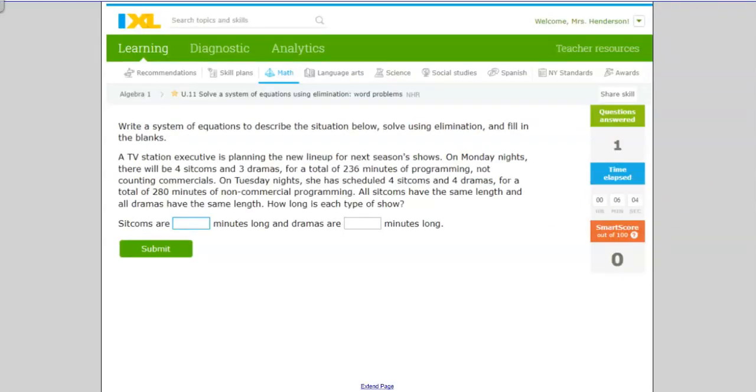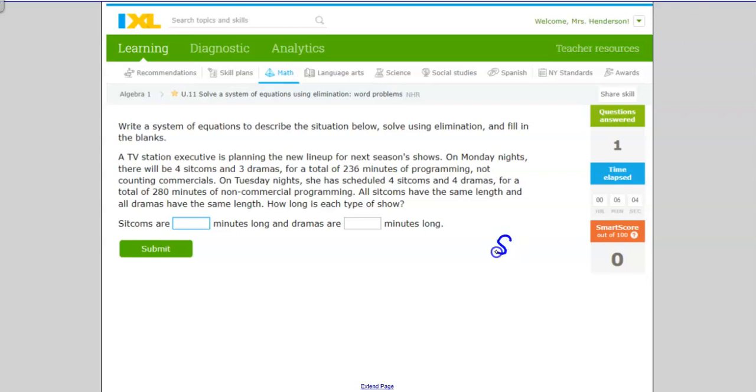A TV station executive is planning the new lineup for next season's show. On Monday nights, there'll be 4 sitcoms and 3 dramas, for a total of 236 minutes of programming, not counting commercials. On Tuesday nights, she has scheduled 4 sitcoms and 4 dramas, for a total of 280 minutes of non-commercial programming. All sitcoms have the same length, and all dramas have the same length. How long is each type of show?